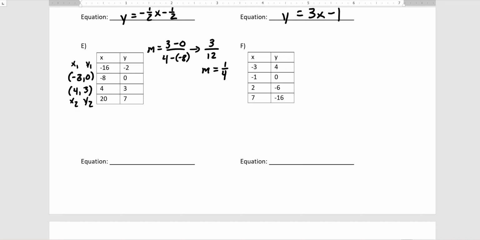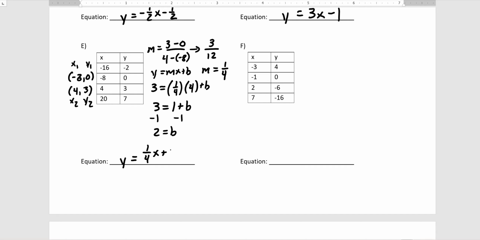And now let's use a point. Here we'll say 4, 3 is a fine point to use in our y equals mx plus b. So we'll say y, which is 3, equals m, 1/4, times x, which is 4, plus b. Now 1/4 times 4 is just 1. That worked out well. We can subtract 1 from both sides. 3 minus 1 is 2, so that tells me our y-intercept is 2. So my equation here, y equals 1/4 x plus 2. Fantastic.